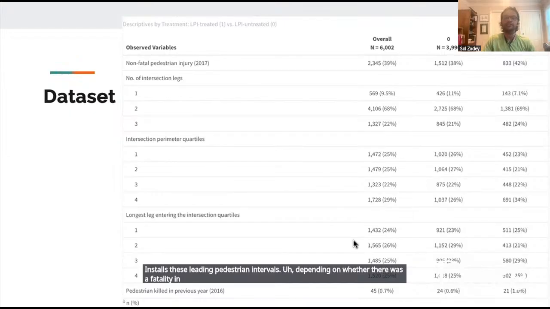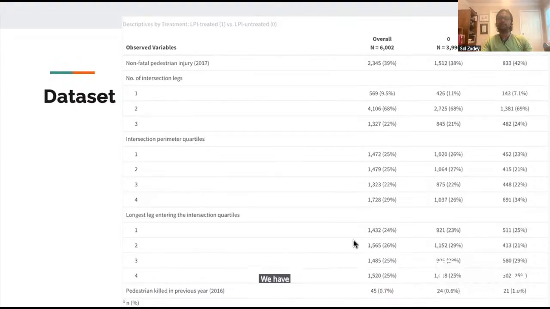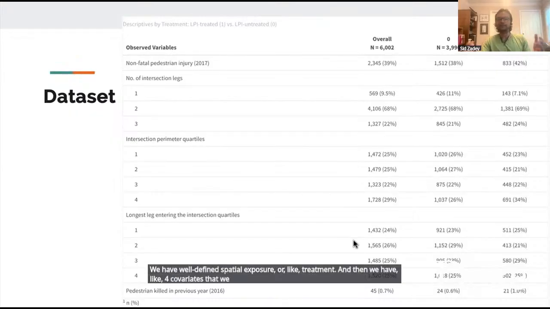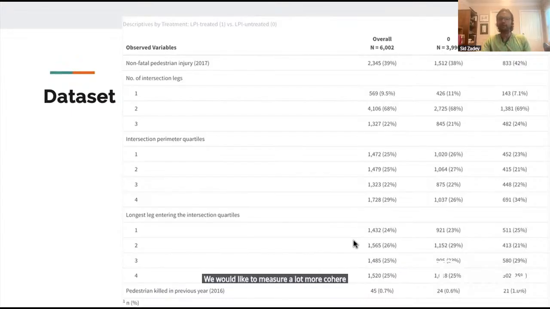So again, instead of going into the details of this particular question, what I want you to focus on is that we have an acute injury outcome, we have a well-defined spatial exposure or treatment, and we have 4 covariates that we could measure. This is the reality of observational data, right? We would like to measure a lot more covariates. We don't have that. We just have four that we think work the best here.